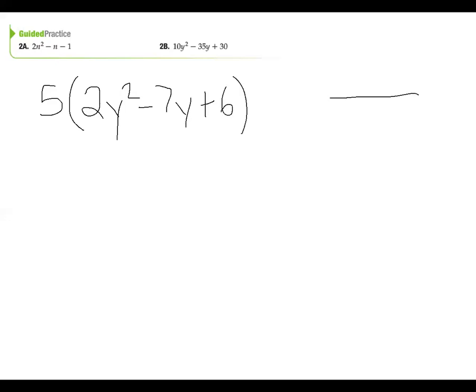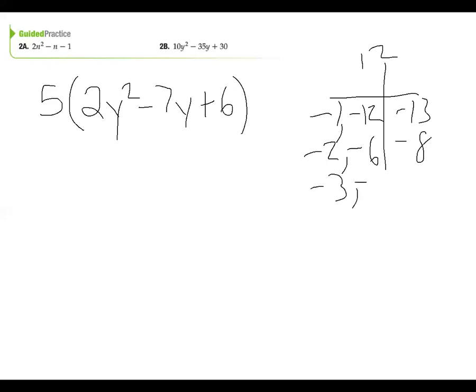Second one, did you notice that you could factor out a GCF of 5? So if I take a 5 out of everything, that simplifies to 2y squared minus 7y plus 6. Then I multiply the 2 and 6 and get 12, and I need factors of 12 that add to -7. So -1 and -12, that'd be -13. -2 and -6, that adds to -8. -3 and -4, that adds to -7. That's the one I want.